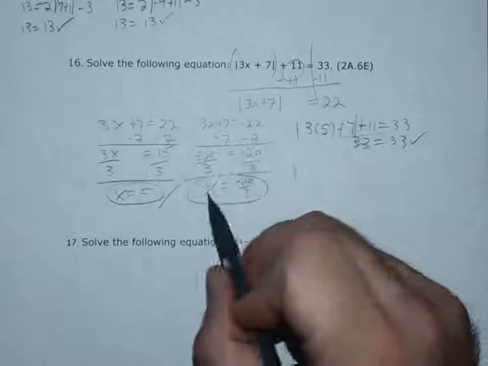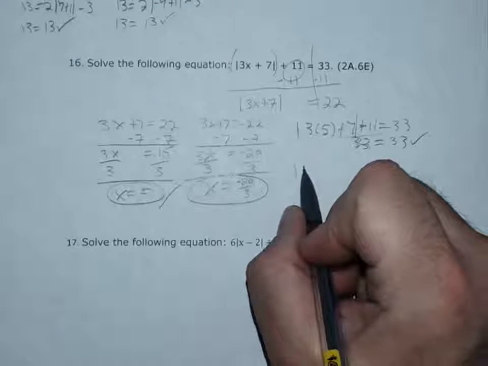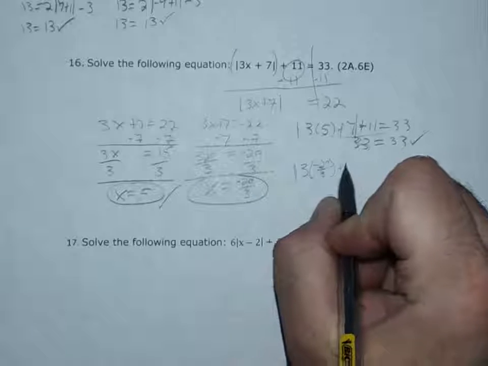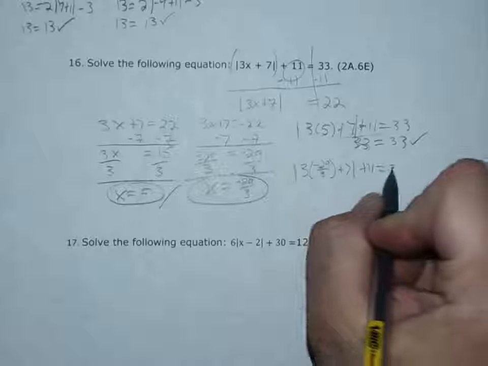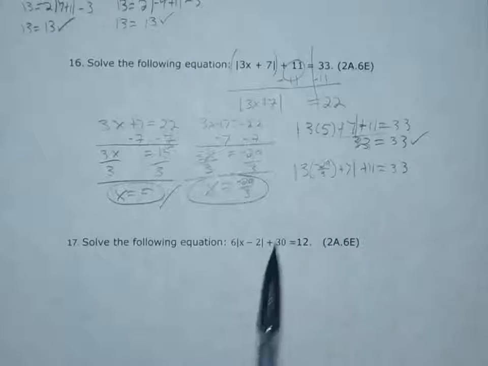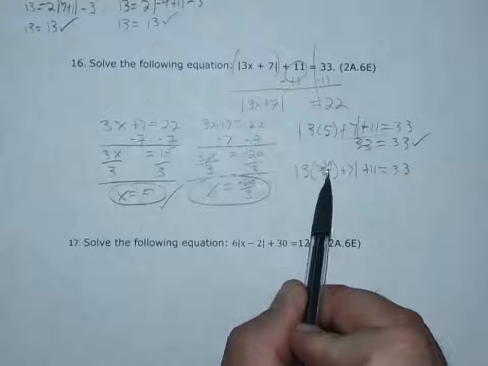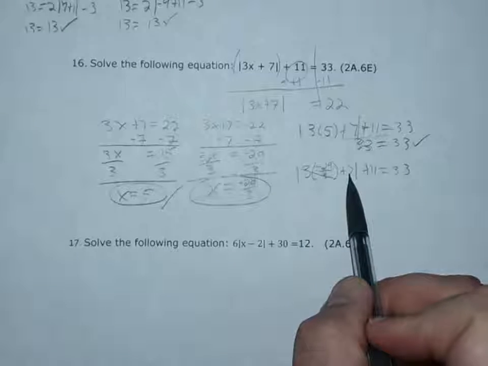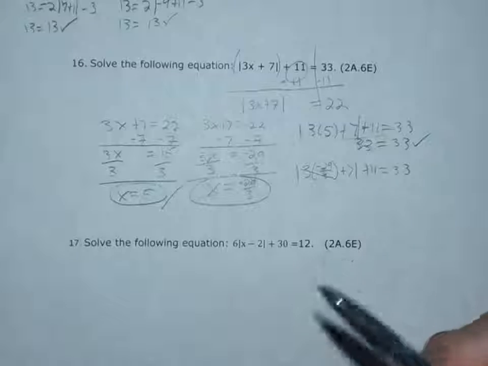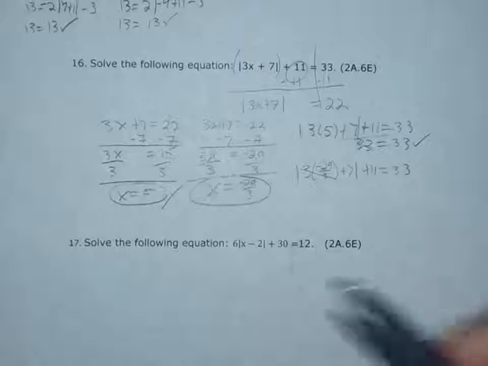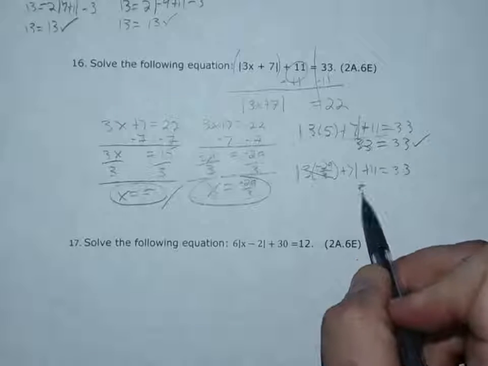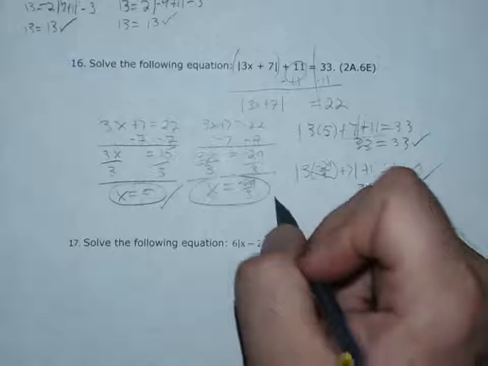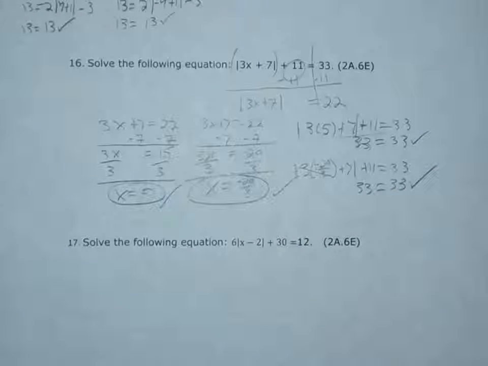Then we've got to check x equals negative 29 thirds. So I've got the absolute value of 3 times negative 29 thirds plus 7, plus 11 equals 33. Let's see what happens. What's interesting is negative 29 thirds times 3 gives me negative 29. Plus 7 is negative 22. The absolute value of negative 22 is positive 22. Plus 11 is 33. And on the right side, I have 33. And that is a true statement. So both of those are solutions as well.